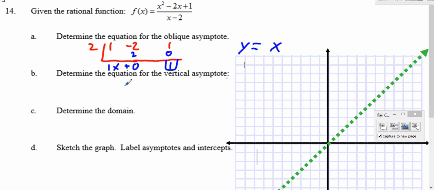Next, get the equation of the vertical asymptote. That's denominator equals 0, so x equals 2. And then you graph your vertical asymptote. X equals 2.